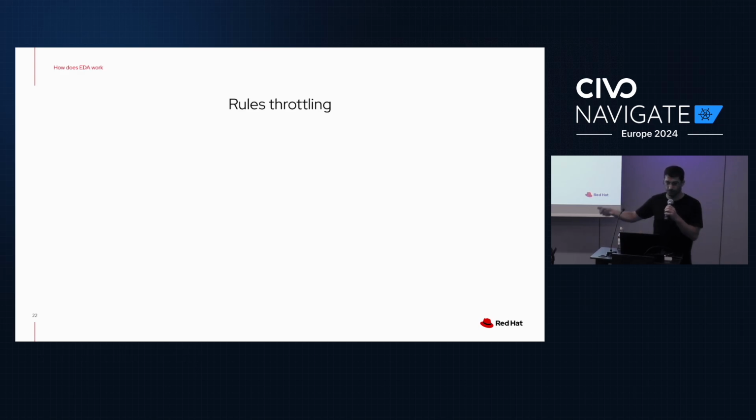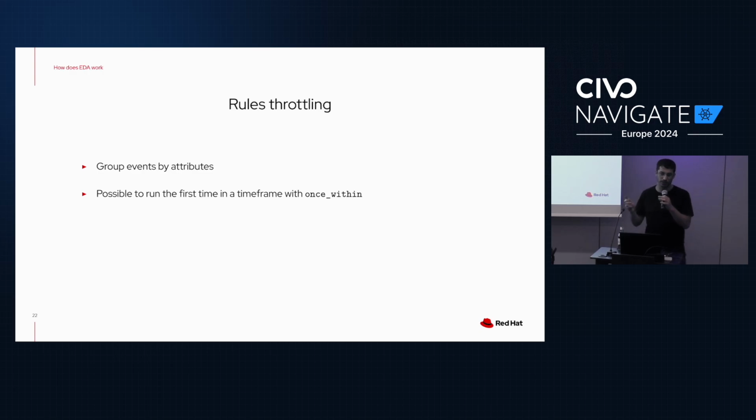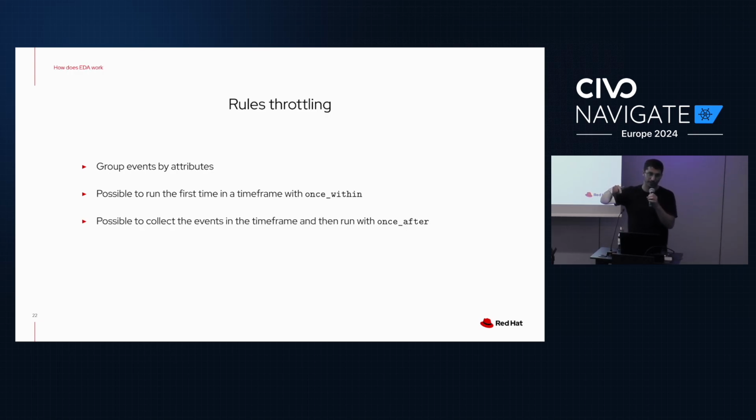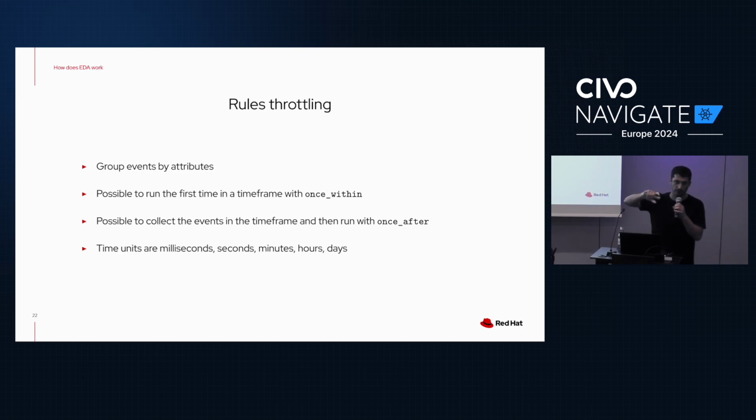So we can group events, and this can be done in two ways. One is to act on the first event within a time frame, and then not act for the rest of the time frame, no matter how many times the event happens again. Or we can collect all the data about all the events that happen within a time frame and then act at the end of the time frame based on the number of events we have. And we have many different units for those time frames, so it can be milliseconds if it's a very real-time thing, or it can be days.